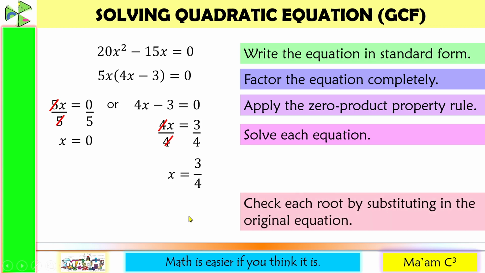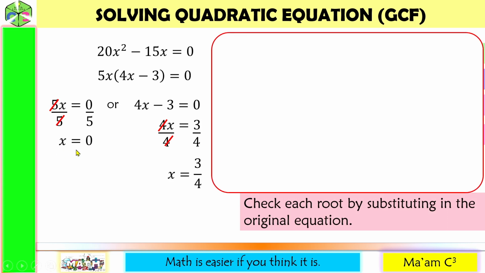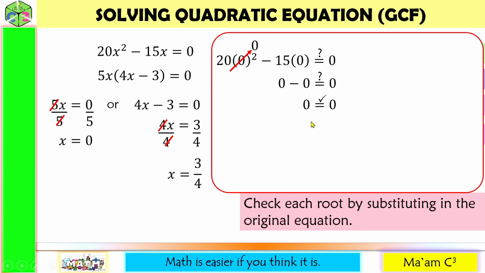And finally, check each root by substituting in the original equation. So let us substitute first 0 in the original equation. So all x's here will be replaced by 0. Are they equal? 0 squared is 0. And 20 times 0 is 0. 15 times 0 is also 0. Is that equal to 0? Yes, of course. 0 is equal to 0.